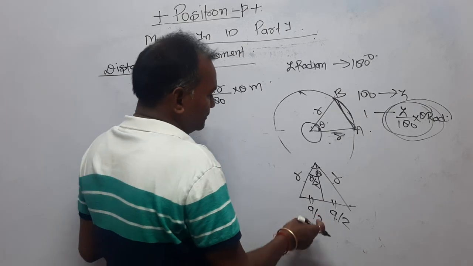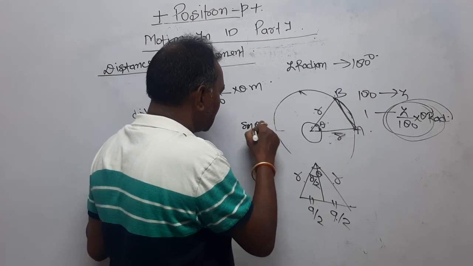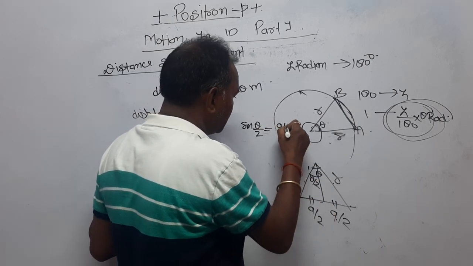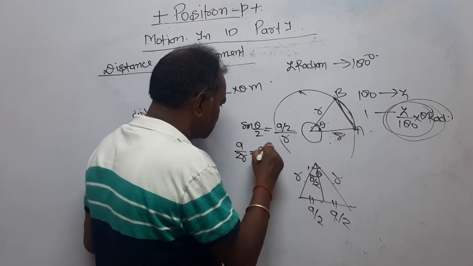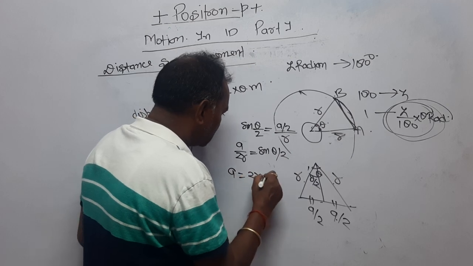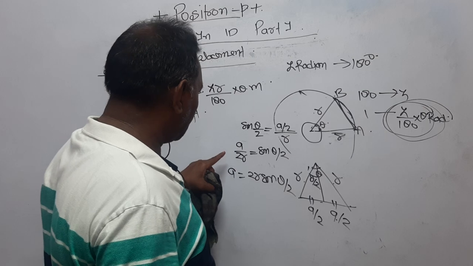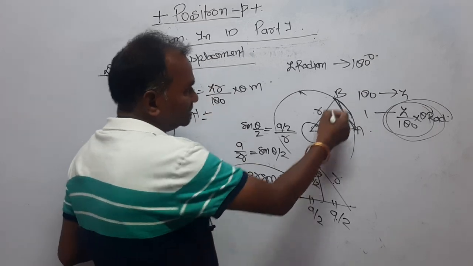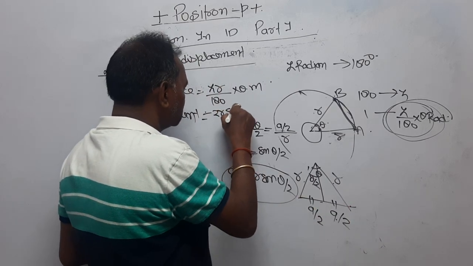Now, if you take sine theta by 2, that is equal to perpendicular upon hypotenuse, that is A by 2 over R, or A by 2R is equal to sine theta by 2, or A is equal to 2R sine theta by 2. Now the displacement, this is AB, that you have to find out, works out to be 2R sine theta by 2.